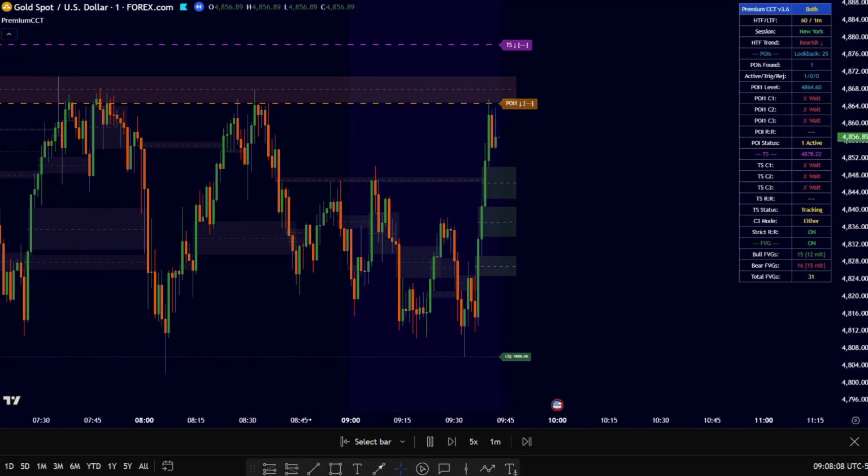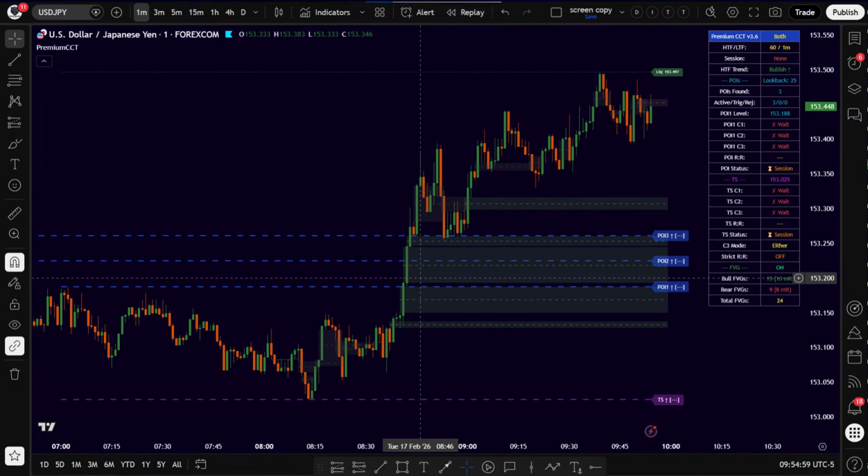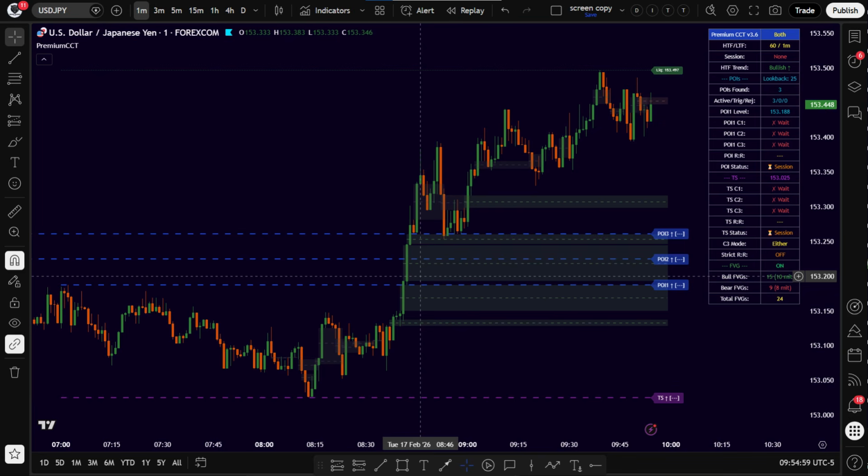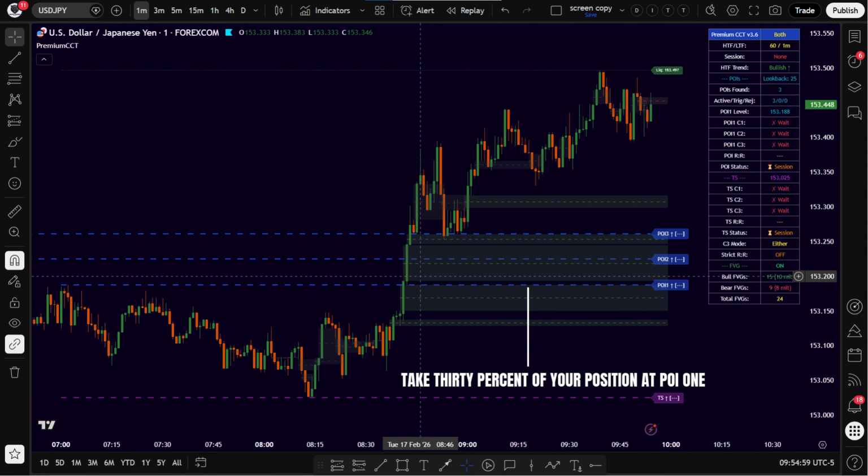The first advanced strategy is multi-POI layering. Instead of entering your full position size at POI 1, you scale in across multiple levels. For example, you might take 30% of your position at POI 1, which is the most recent level, another 30% at POI 2, and the final 40% at POI 3, which is the deepest retracement level.